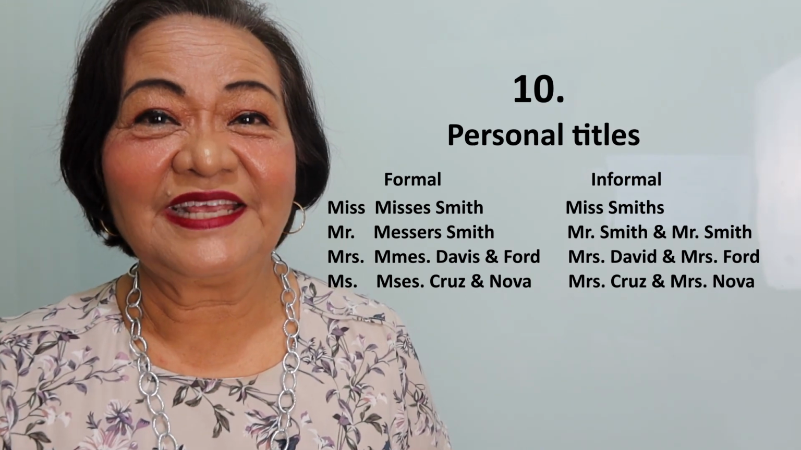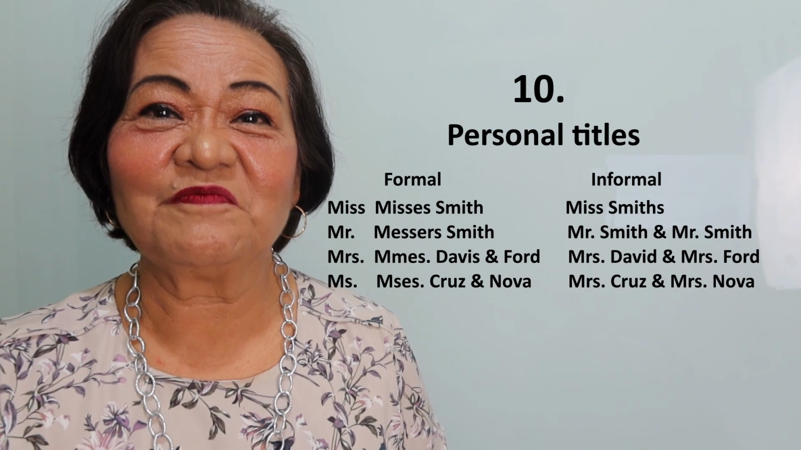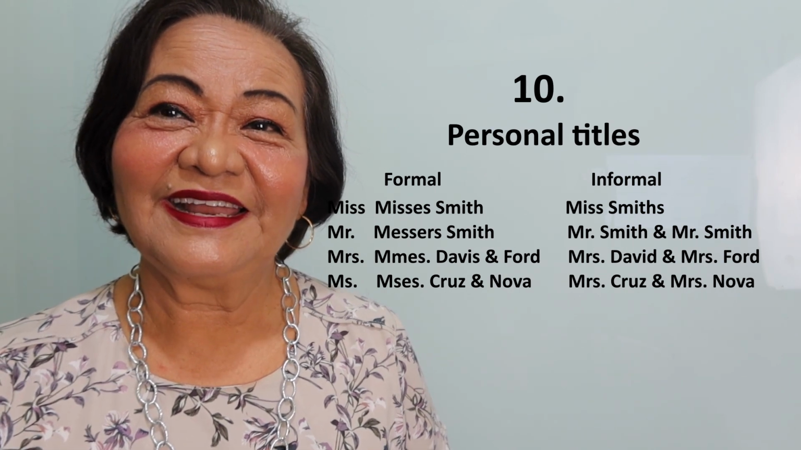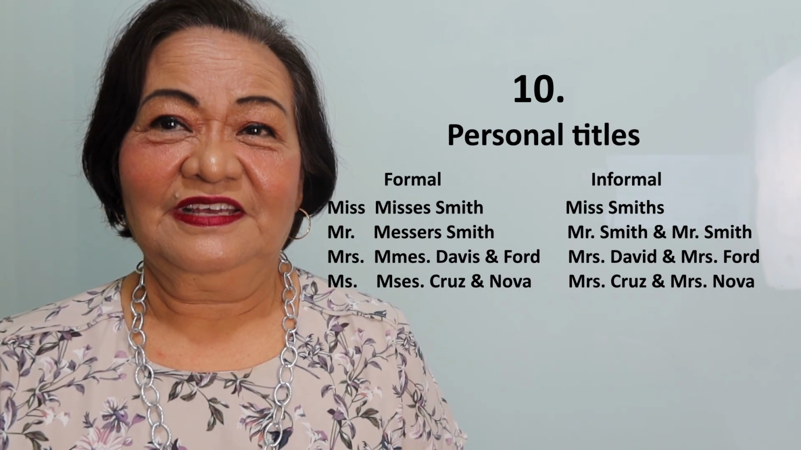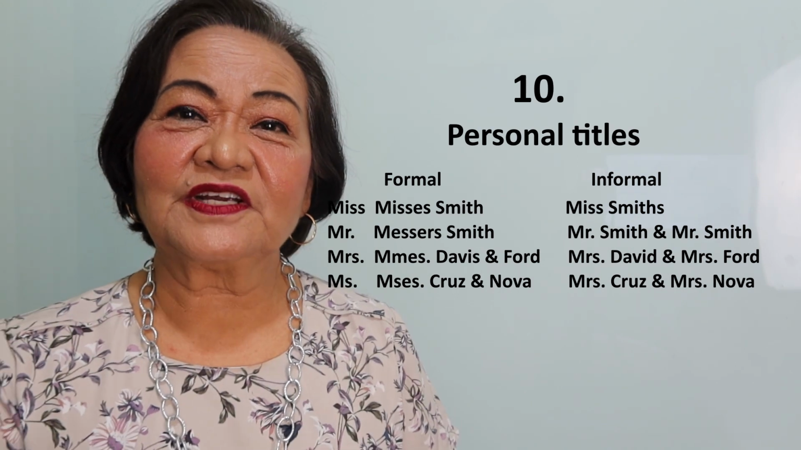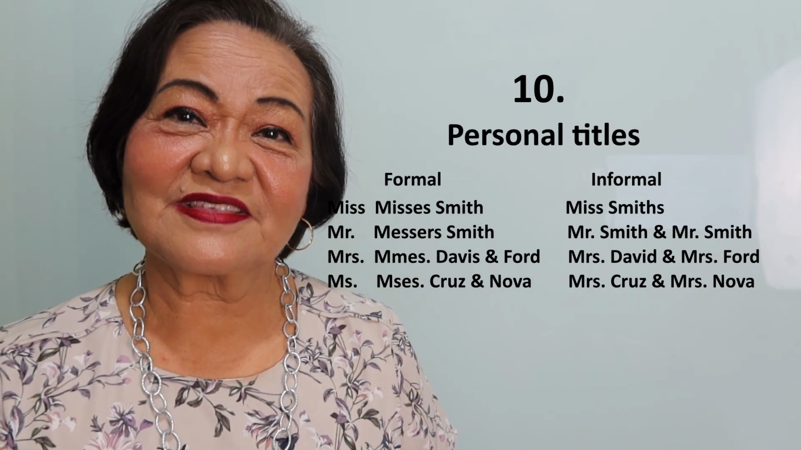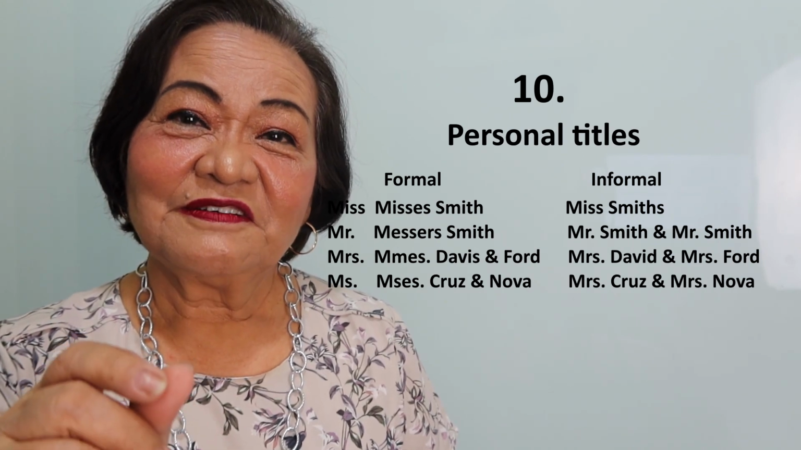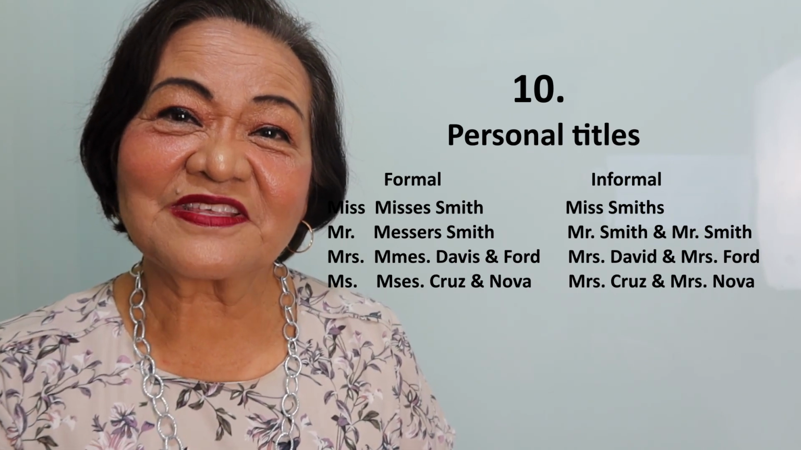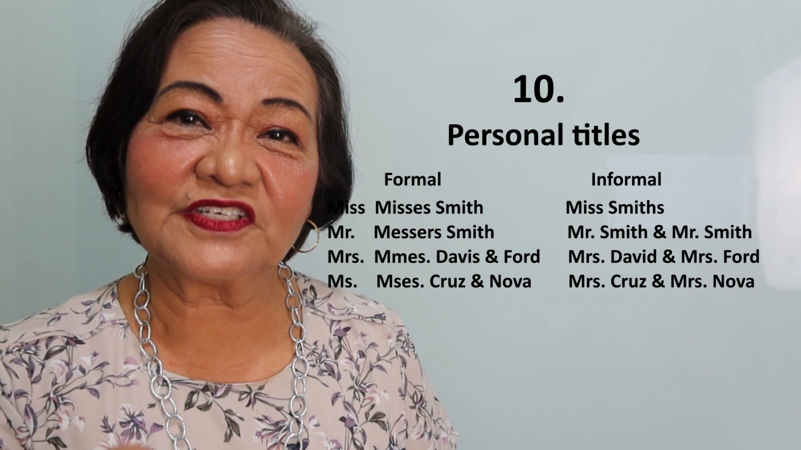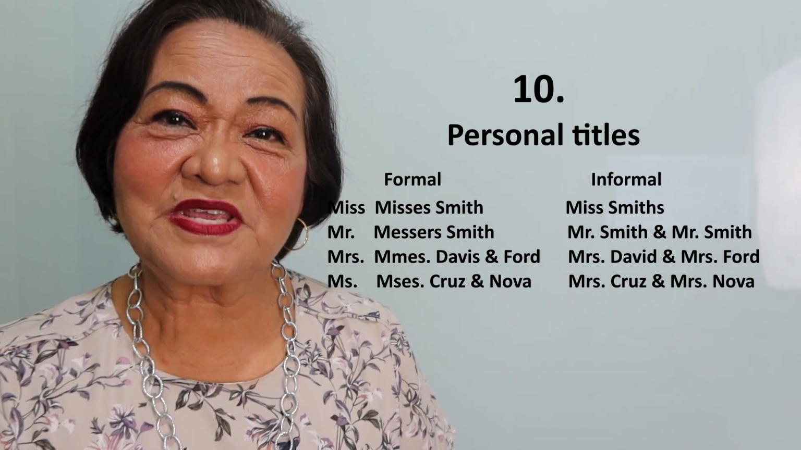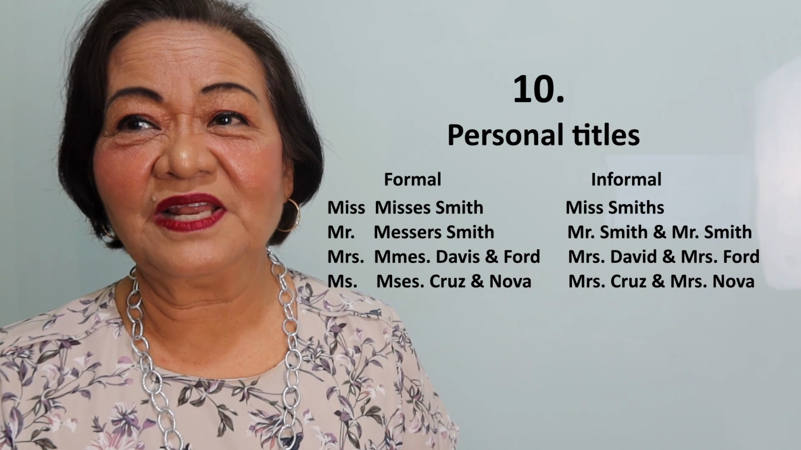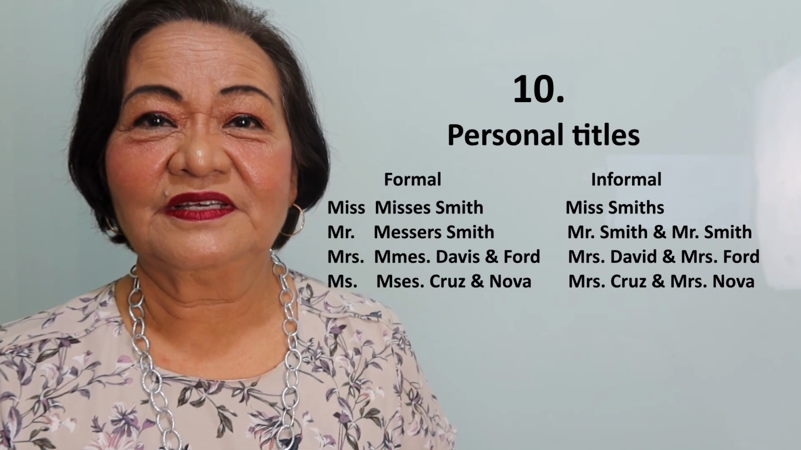The second one is the informal type of forming the plural. Okay? So, Misters. The formal would be Messrs. Smith, meaning two gentlemen surnamed Smith. So, Messrs. Smith, formal. Misters Smith, informal.